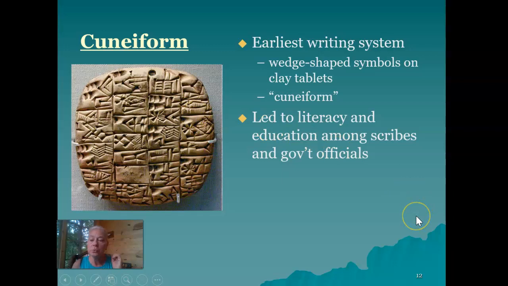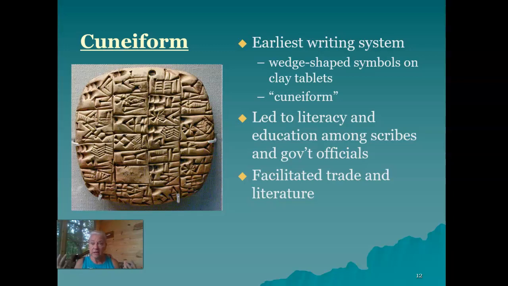Now, cuneiform was really important. Having a writing system was going to lead to literacy and education among scribes and government officials. It would facilitate trade because you could keep records on the cuneiform tablet. And literature, like the Epic of Gilgamesh, was written on cuneiform. So as you can see, all of these developments indicate the growth of a complex civilization in Mesopotamia.